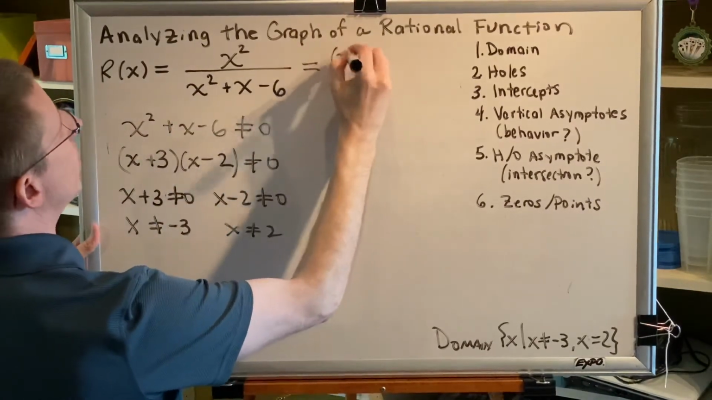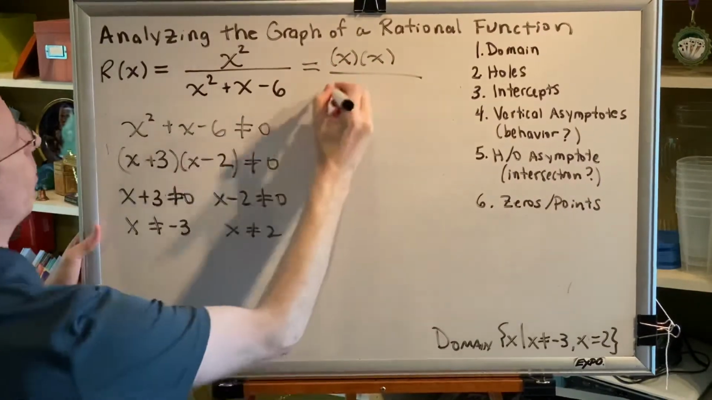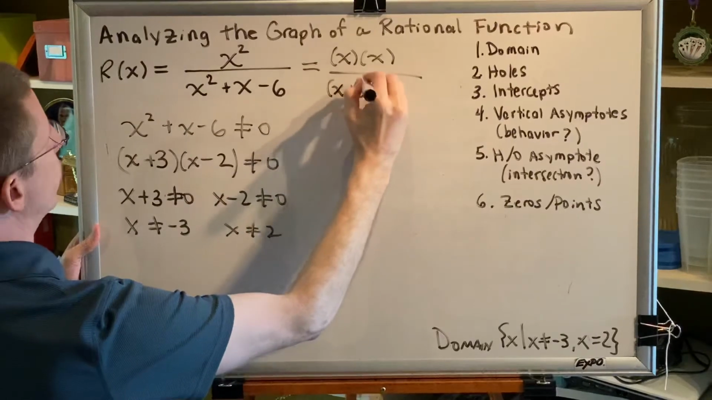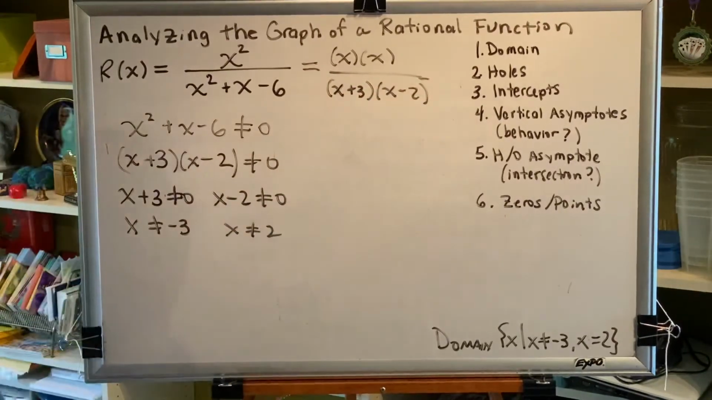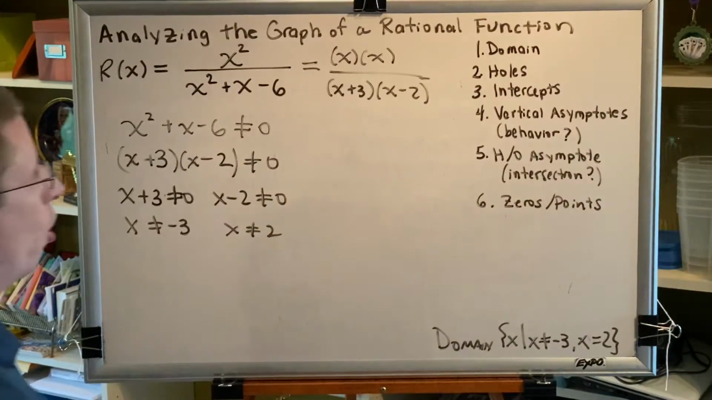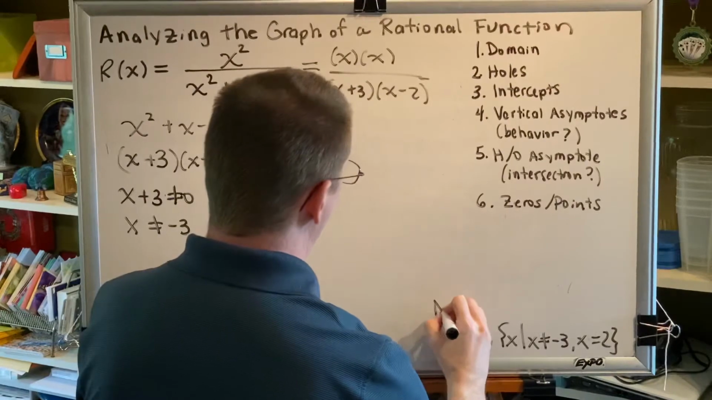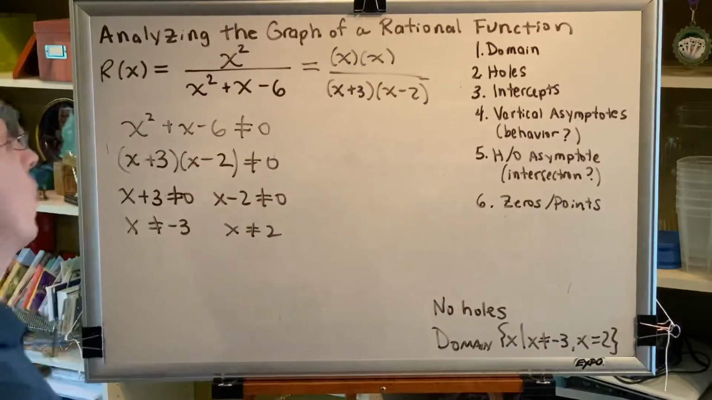X squared is the same thing as an x times another x. And we just factored this trinomial a moment ago, and we got x plus 3, x minus 2. There are no factors in common, top and bottom, which means there are no factors that cancel, which means there are no holes. So there are no holes in this particular graph.